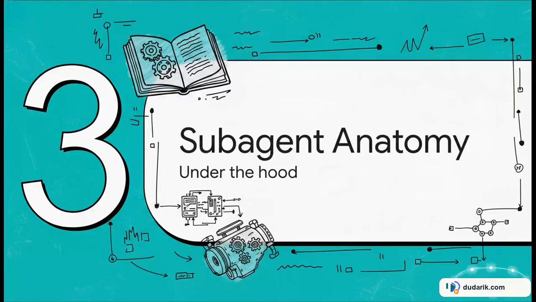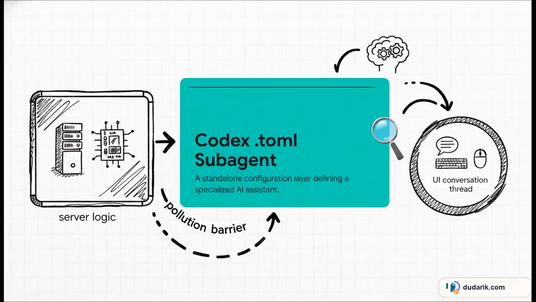Section 3. Anatomy of a Codex subagent. Under the hood. So, let's actually define how these things operate natively in Codex. Basically, a Codex subagent is a standalone toml configuration file, just a simple text file, that defines a specialized AI assistant. The absolute beauty of this architecture is that every single subagent operates within its own completely isolated context space, and this is absolutely crucial because it prevents cross-contamination. Say your backend subagent is knee-deep in complex server logic, it's not going to pollute the context window of your main UI conversation thread.